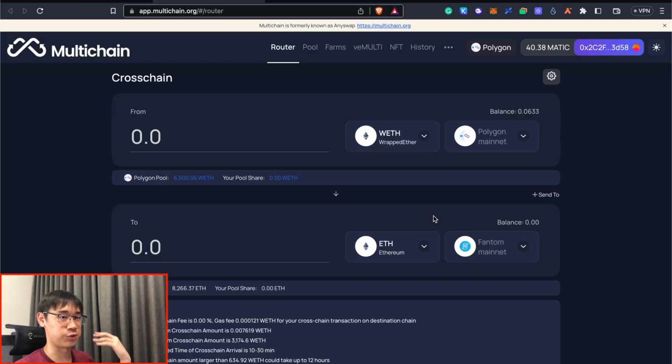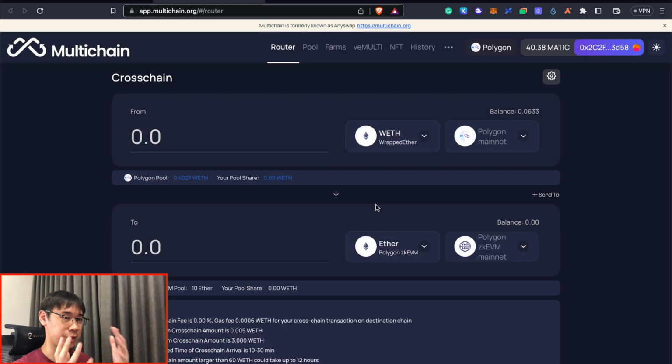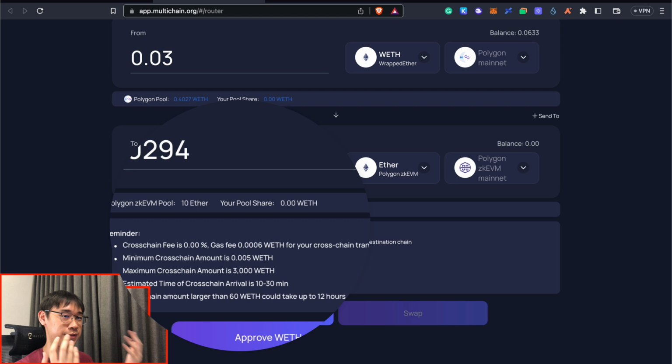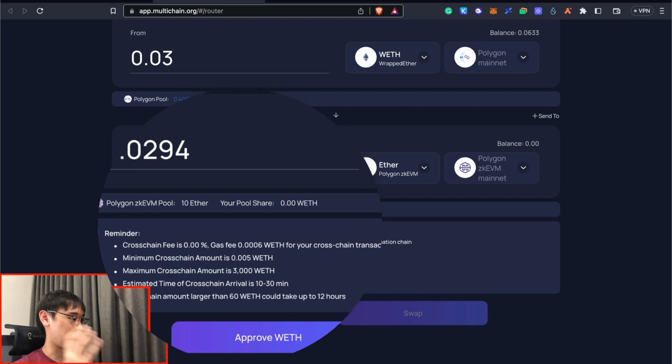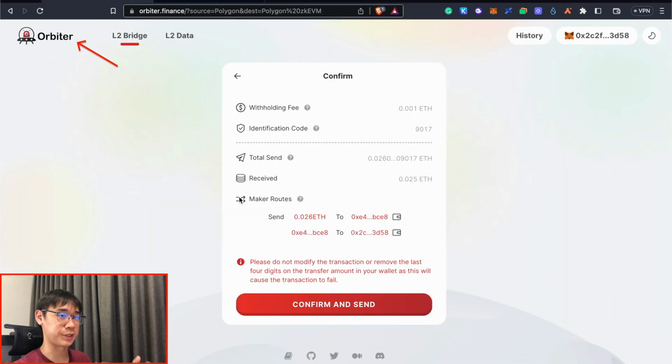Another bridge that allows you to transfer funds over to the Polygon zkEVM is the multi-chain bridge. You can search for this network under the destination field, and similar to Orbital Finance, it seems that you are only able to bridge over Ethereum from other networks to the Polygon zkEVM. The fees that multi-chain charges are actually cheaper at about 0.0006 Ethereum, and this will be the estimated amount that you receive from this transaction. Although multi-chain is the cheaper option, I'm actually going to use Orbital Finance instead.